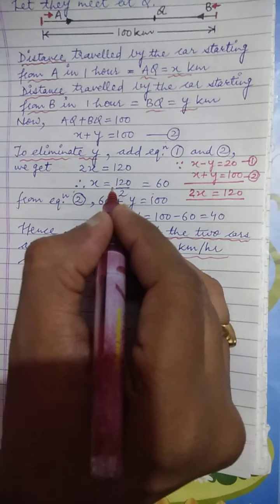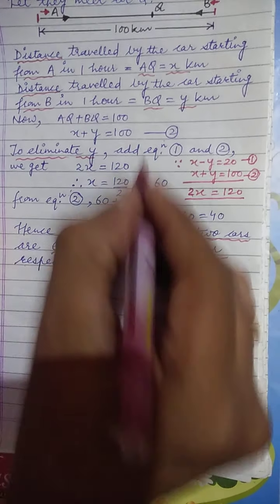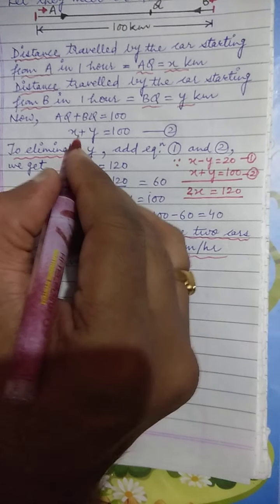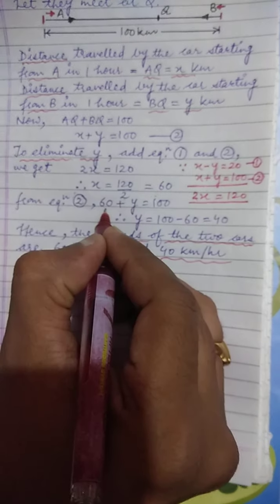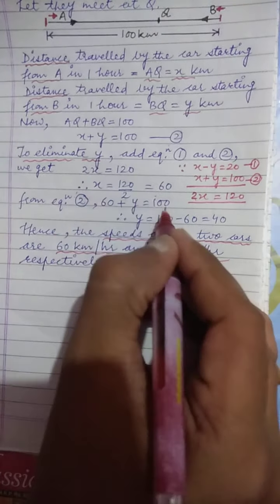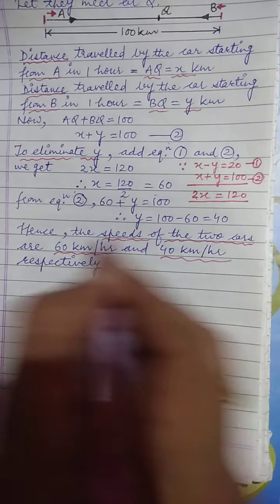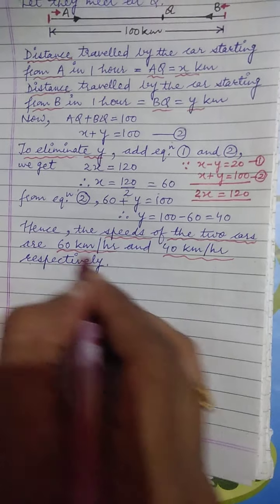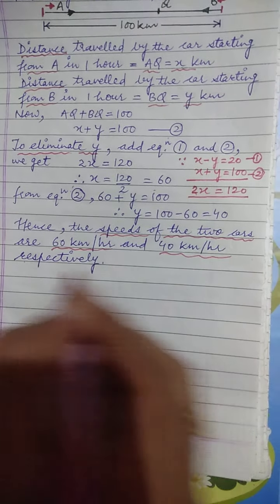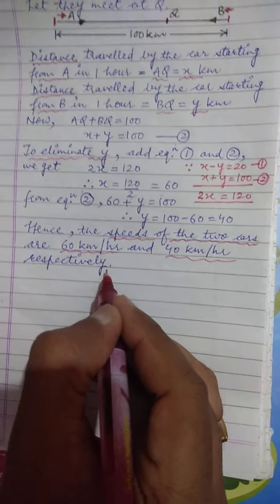Again, putting this value of x in equation 2, in place of x we will write 60 plus y is equal to 100. Therefore, y will be 100 minus 60, which is equal to 40. Hence, the speeds of the two cars are 60 km per hour and 40 km per hour respectively. Thank you so much.